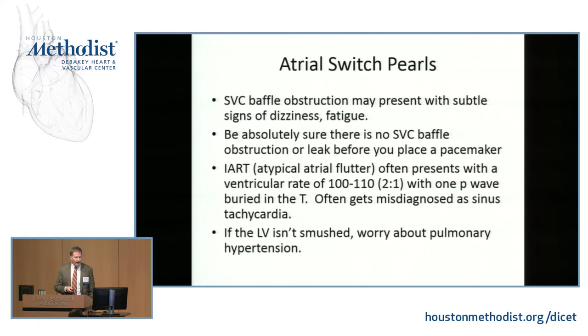Intra-atrial reentrant tachycardia, atypical atrial flutter, often will present with an atrial rate of 220, 2-to-1 conduction, and a ventricular rate of 110, and one of the P waves is kind of buried in the preceding T wave. And you get a phone call from the emergency room saying your patient's here, they're short of breath, but they're in sinus tachycardia at 110. These patients typically run a little bit bradycardic, so be really suspicious if you hear that. There's a good chance they're really in flutter and it's not being recognized. We're going to skip through that.